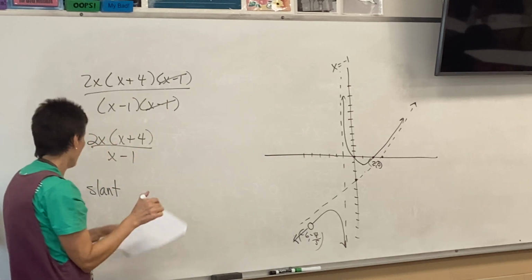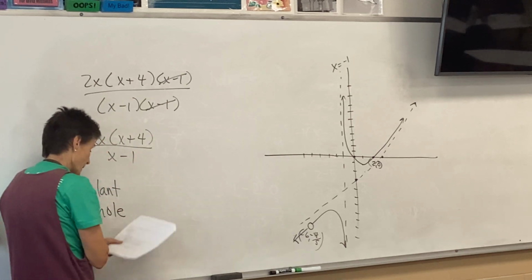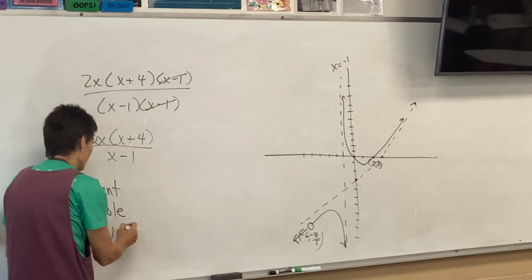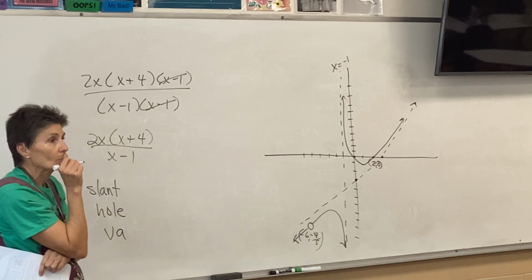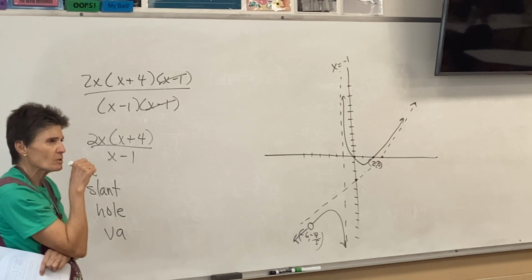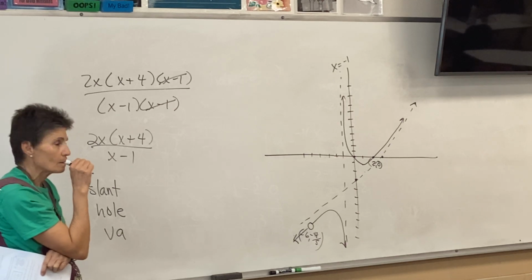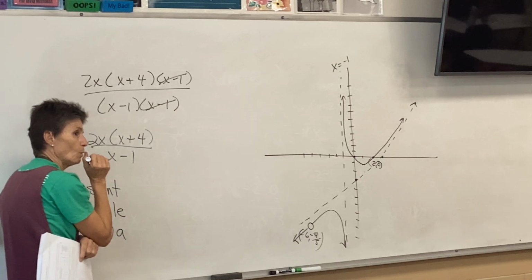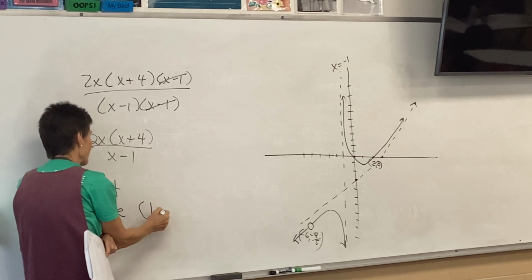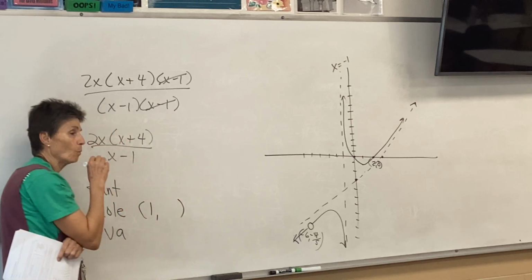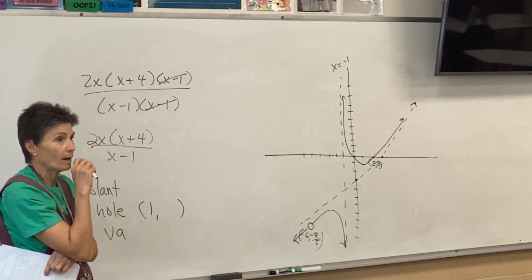Okay, one hole and one vertical asymptote. Where's the hole? Somewhere where x equals 1. Okay, so let's just talk about that. How do I find the y value of the hole?